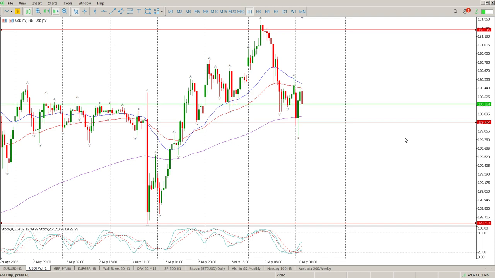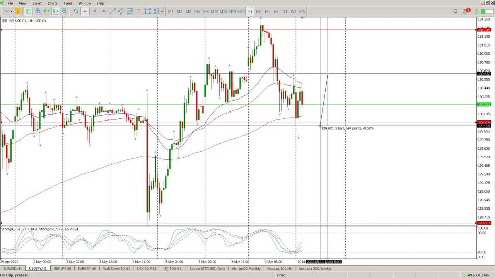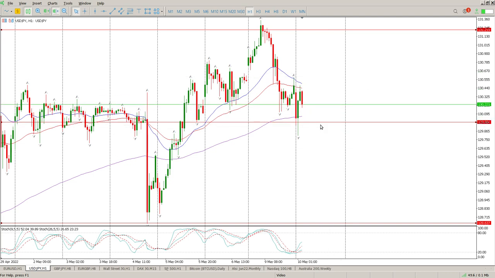So that's a fairly decent opportunity that is brewing. The problem, I think, is your stop's going to be pretty wide, 687 points, but it does look fairly interesting. So that's the one thing.